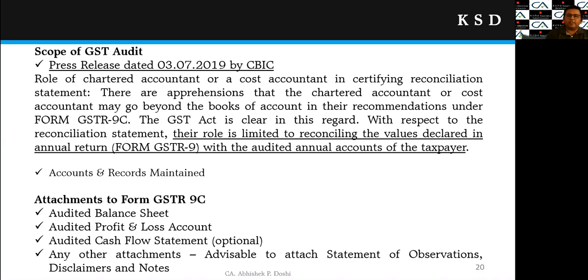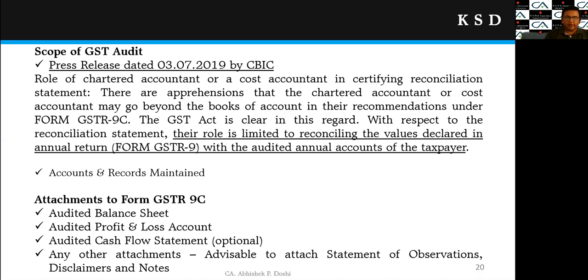Then what are the attachments to the form 9C? Everyone is required to attach the audited balance sheet and audited profit and loss account along with the 9C. The audited cash flow statement is also required to be attached. However, it has been made optional in cases where the cash flow statement is not applicable.